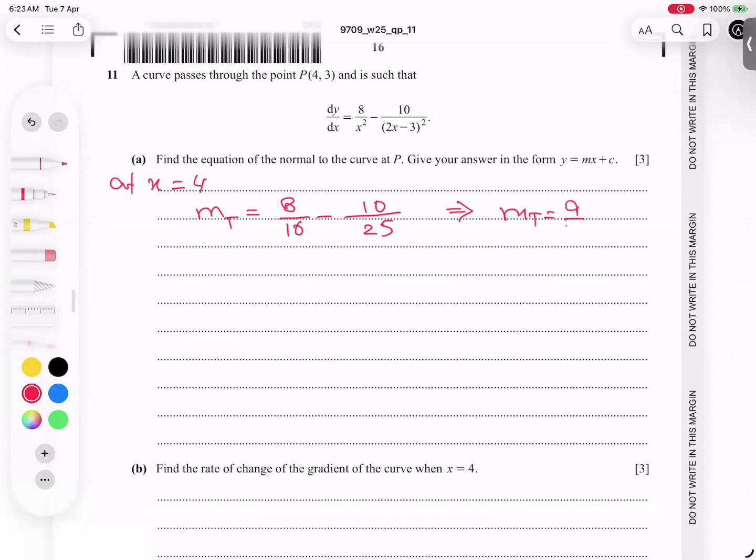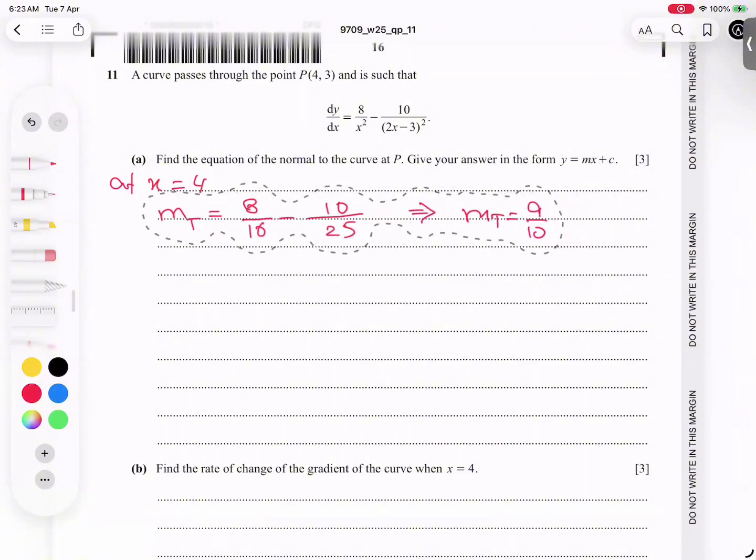This is the tangent, and what about the normal? So naturally, the normal is the negative reciprocal. 10 will go up, 9 will go down, and the sign must change. Now, students, we are going to find the equation of the normal because he's asking.